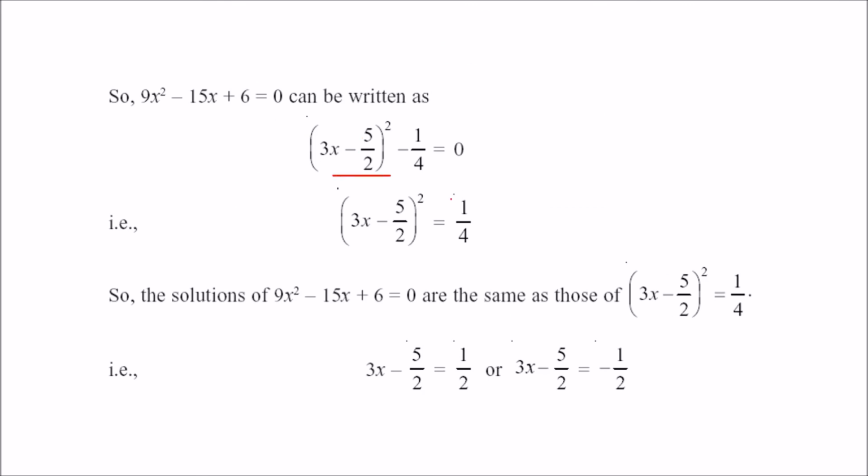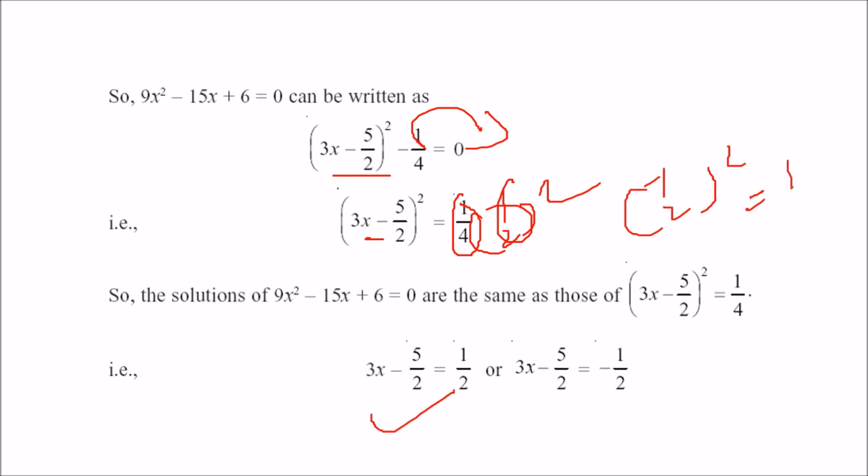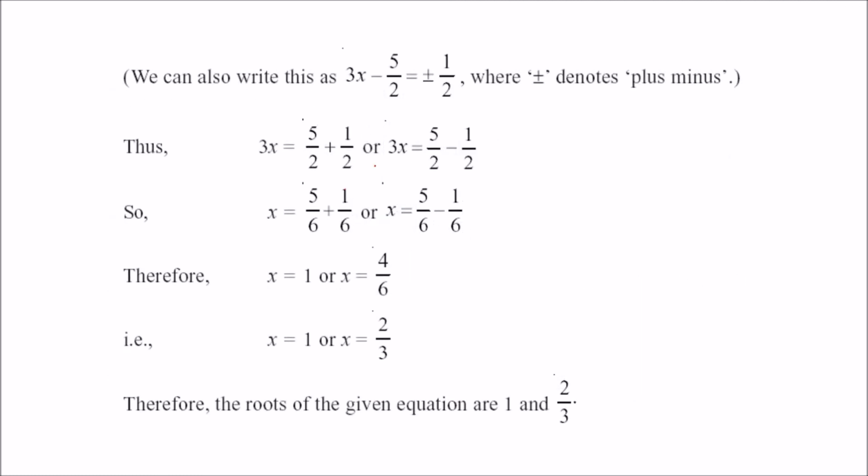Now this can be written as, you take 1 by 4 here, this is nothing but 1 by 2 whole square, right? So 3x minus 5 by 2 is equal to half for the first time, and as I said, minus half whole square is also 1 by 4. So you have to take 3x minus 5 by 2 equal to minus 1 by 2 the next time. So first we get x equal to 1, and the second time we get x equal to 4 by 6, that is nothing but 2 by 3.